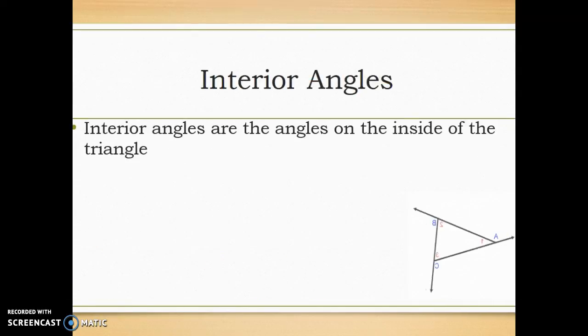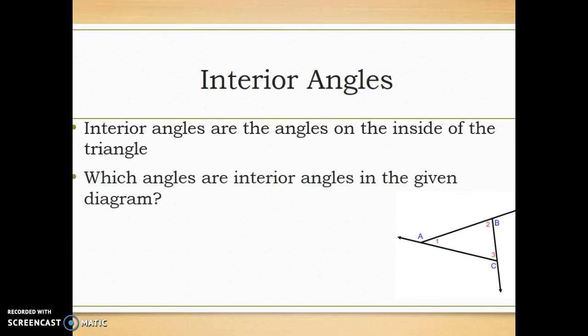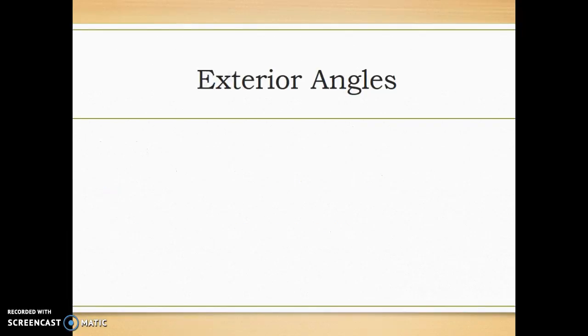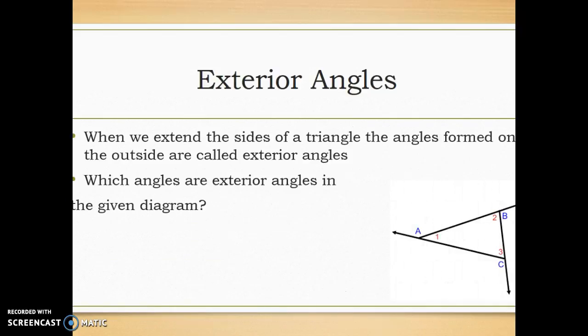Alright, interior angles, pretty self-explanatory, are the angles on the inside of the triangle. So in this diagram, angles 1, 2, and 3 will be the interior angles. Exterior is a little bit trickier. For an exterior angle, I take my regular triangle that I have and I extend the sides of the triangle, and then these angles that I get on the outside would be my exterior angles.